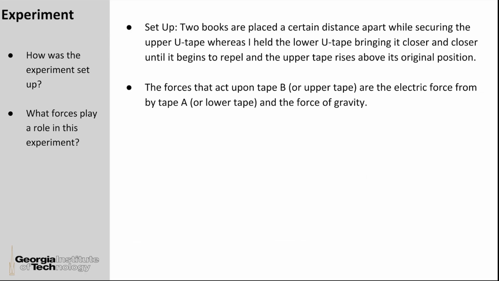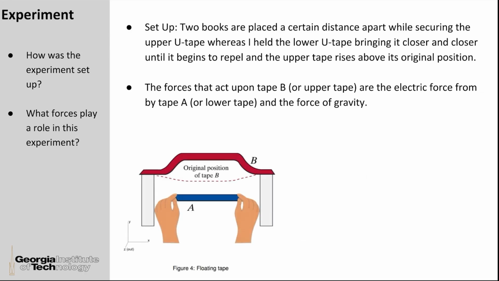When setting up the experiment, I started by placing two books a certain distance apart, which secured the upper U-tape. I then held the lower U-tape, bringing it closer and closer until they began to repel, and the upper tape rose above its original position. The distance between the two tapes when they repel was recorded and labeled as R, which will be shown in the data measurement section. The forces that act upon the upper tape are the electric force from the lower tape and the force of gravity acting downwards on the tape.